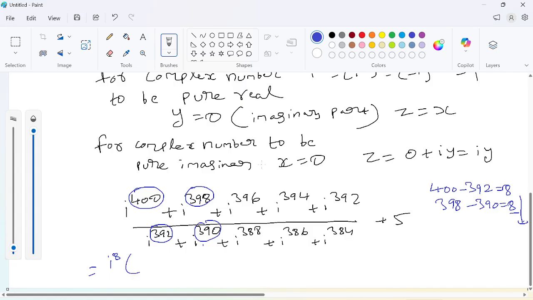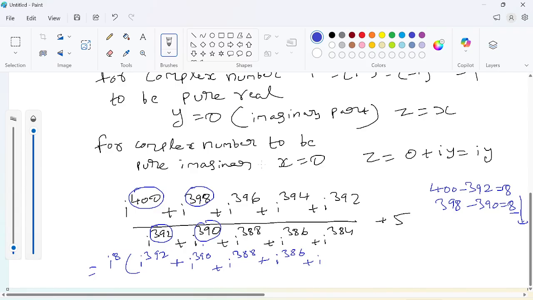Now if I take i power 8 as common, what will be remaining here? i power 392, because out of 400, if I take 8 outside, 400 minus 8 is 392. Plus here, if I take i power 8 outside, what will be remaining here? i power 390. So here it will be 388.